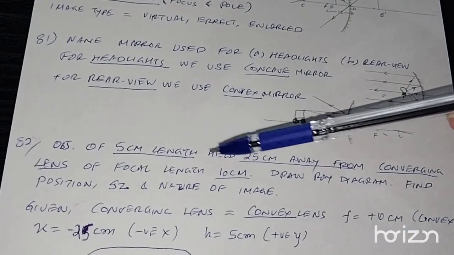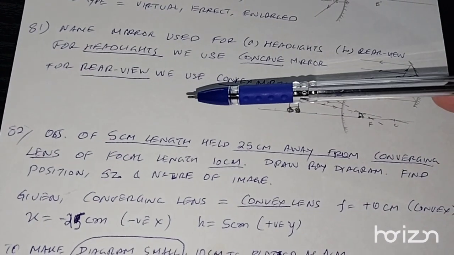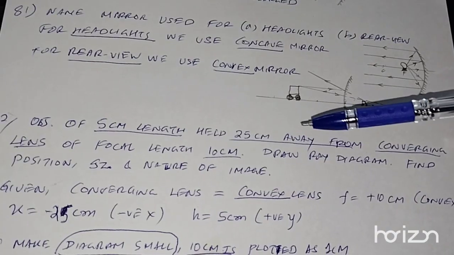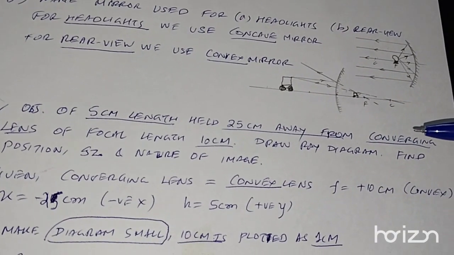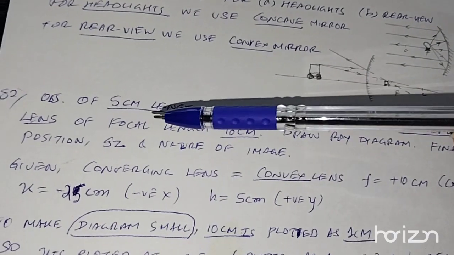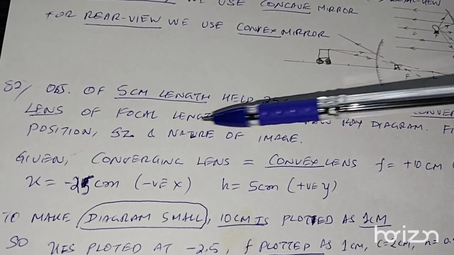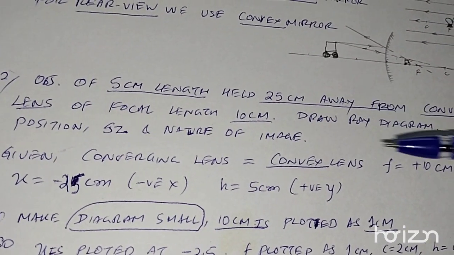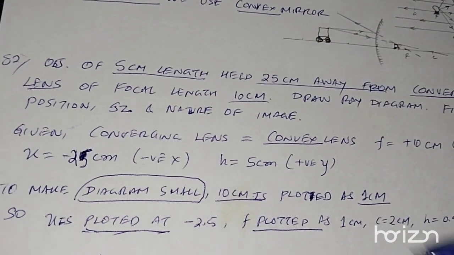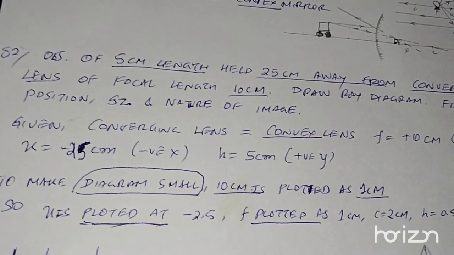An object of 5 centimeter length is held 25 centimeter away from a converging lens. What is a converging lens? We know that a convex lens is a converging lens. Its focal length is 10 centimeter. Draw the ray diagram and give the position, size, and nature of the image. You can see here is the ray diagram.